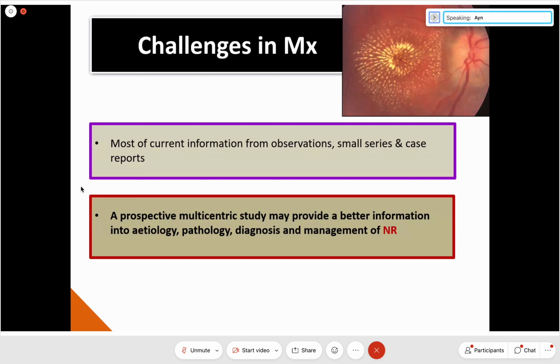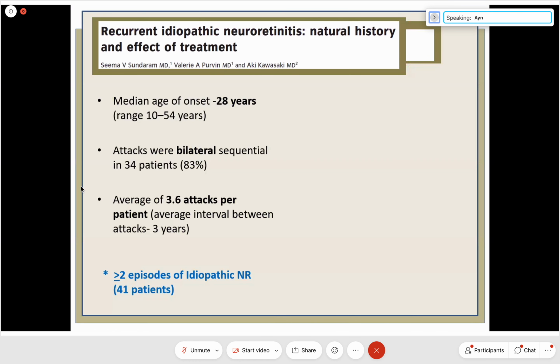So we can see the challenges in management. Our guideline is basically based on observations, small series and case reports only. So probably a better prospective multicentric study can provide better information about the etiology, pathology, diagnosis and management of cat scratch disease neuroretinitis.